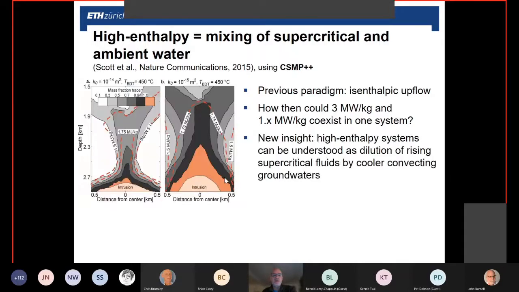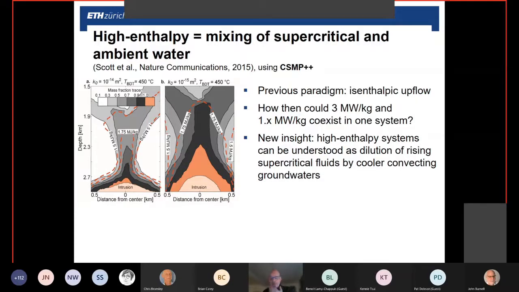Then Sam, in our model, introduced a virtual tracer to the simulations. Every packet of water that was cycling past the intrusion got 100% supercritical virtual tracer if it was under supercritical conditions here. And then he followed how this would disperse into the overlying conventional system. You see that orange is the 100% tracer, and it gets diluted. This is by no means isenthalpic upflow. You just mix in colder water from the side, and by this dilute the temperature, so to say.